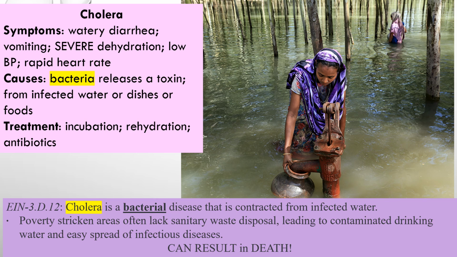Ooh, and here's another bacterial infection that can be transmitted in our environment, cholera. Now, the symptoms of cholera are very watery diarrhea and vomiting, and you become severely dehydrated because of the watery diarrhea. And then severe dehydration also leads to low blood pressure and rapid heart rate. So when people die of cholera, they're really dying of severe dehydration. The numbers are ridiculous with the number of people in poverty-stricken areas that get cholera infections and die.